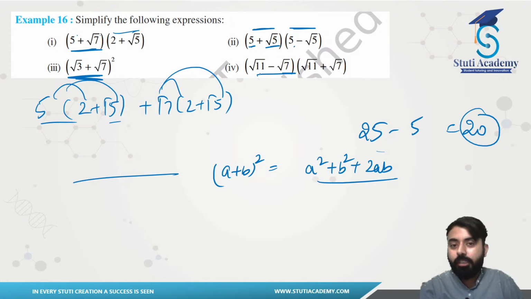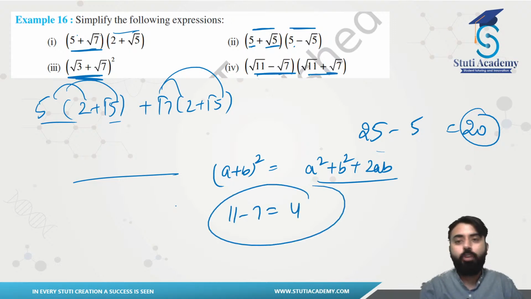Again, this one is a minus b times a plus b, which is a square minus b square. So 11 minus 7, that will be 4. I hope you are able to solve these, right? So that will be the question here. These are some examples, you can easily solve them.